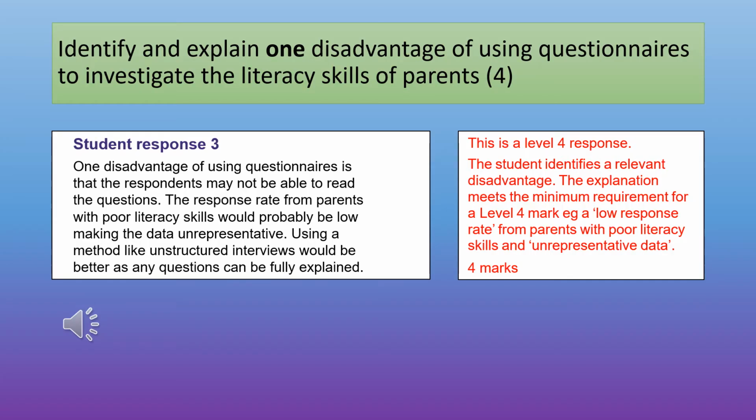So as the exam board says, the student identifies a relevant disadvantage, and the explanation is the minimum requirement, the low response rate from parents, unrepresentative data. Those are the key terms. Again, 4 out of 4 for that is something that's very easily achievable. It's about being really clear and using structured answers really concisely.